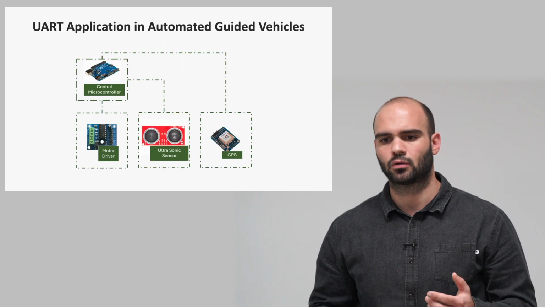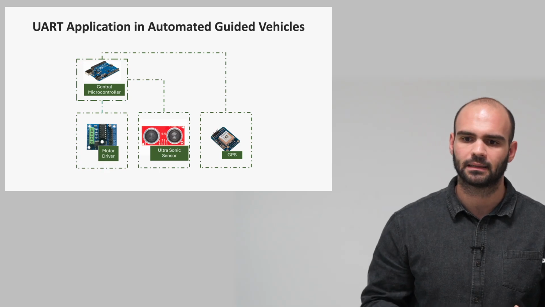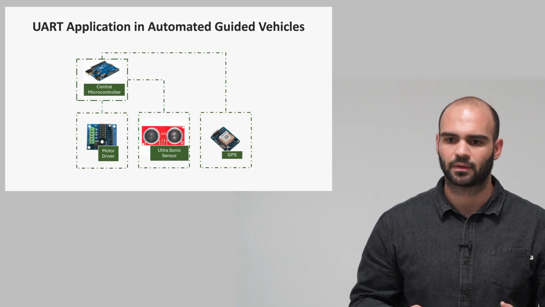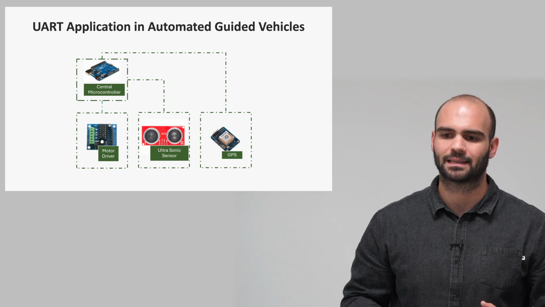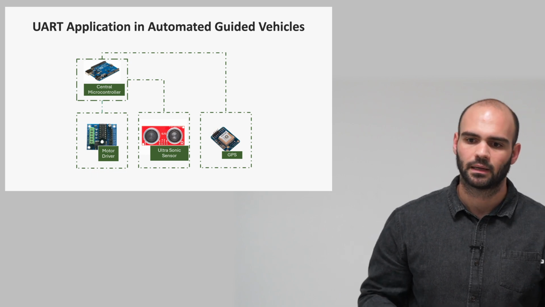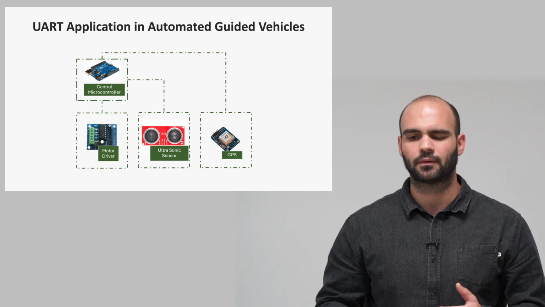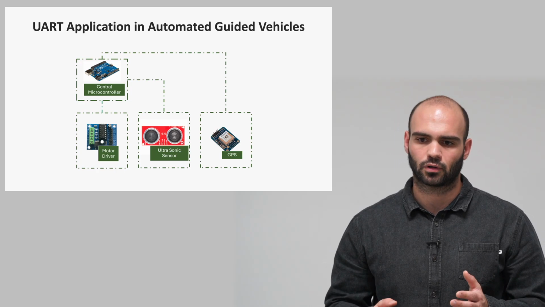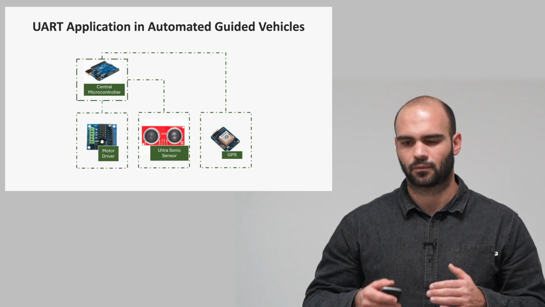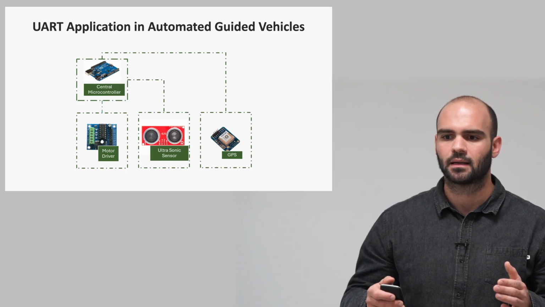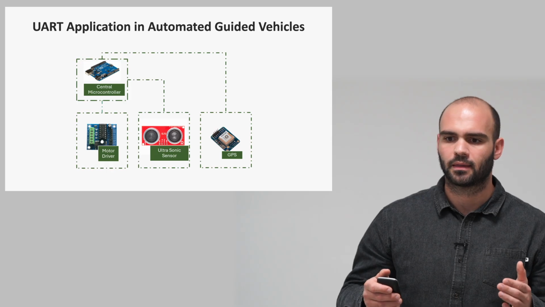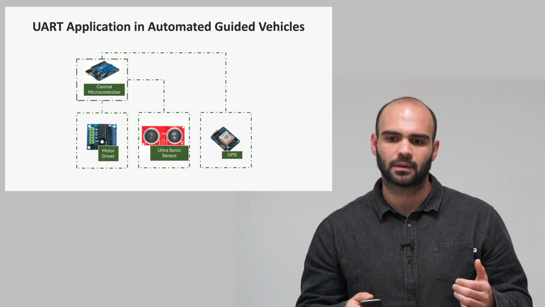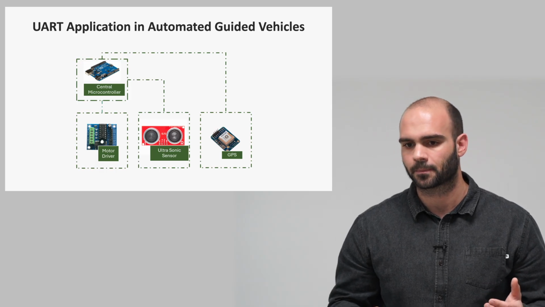This slide shows how UART communication can be applied in an automated guided vehicle, or AGV system. At the center of the system is the microcontroller, which acts as the brain of the vehicle. It uses UART connections to communicate with different modules. For example, it connects to the motor driver to control the vehicle movement, to an ultrasonic sensor for detecting obstacles, and to the GPS module for navigation positioning.